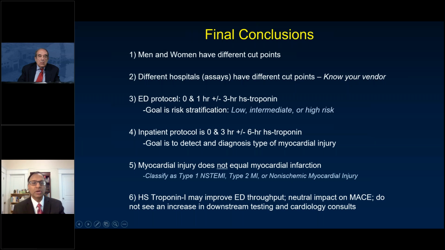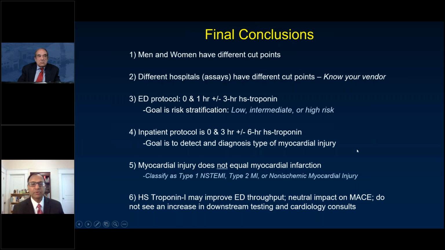Know your ED protocol, and the ED purpose protocol is to stratify patients into low, intermediate, or high risk and to start therapies and to get consults as needed. It is not to come up with a final diagnosis, unless that diagnosis they think is a STEMI and they need to activate the cath lab. The inpatient protocol is slightly different, and that goal is to properly diagnose whether it's non-ischemic injury or the actual type of MI, so you can administer the right final diagnosis and the right final therapy.